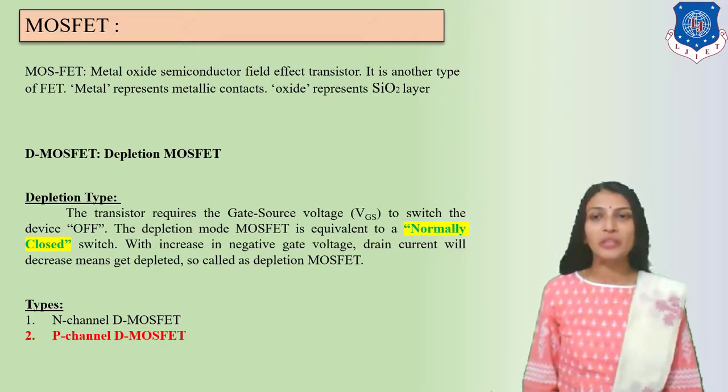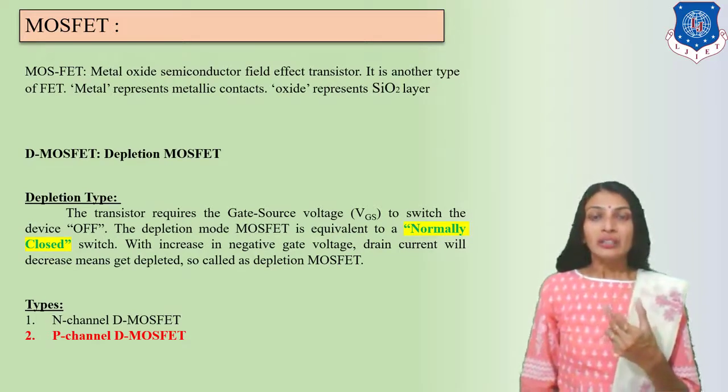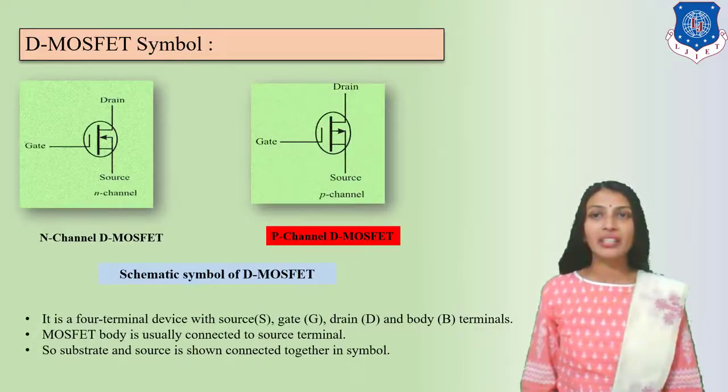There are two main types depending on the channel. One is the N channel D MOSFET, and second is the P channel D MOSFET. So according to the carriers of the channel, the type will be defined. So let us continue with the P channel D MOSFET. We will start with the symbol.